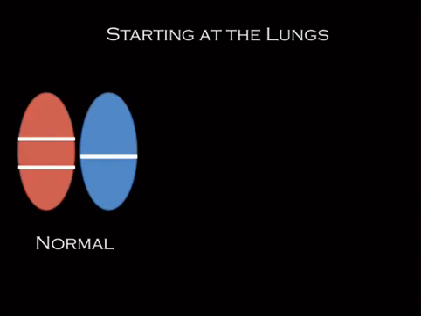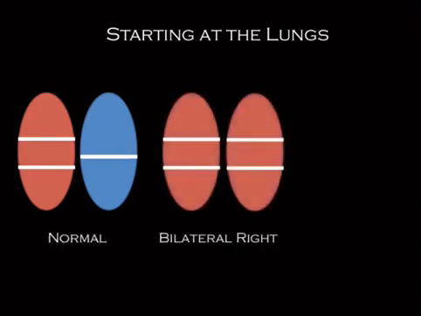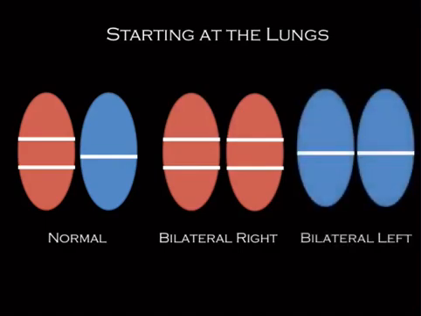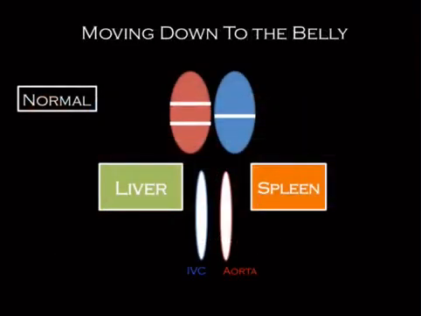So if we're bilateral right-sided, that means we've got a left side that looks like a right side, so you've got two fissures on the left. And if you're bilateral left-sided, that means you've got two left sides, so you have single fissures bilaterally. Now, if we move down into the belly, here's a normal situation, schematically done. Liver on one side, spleen on the other. Two fissures, one fissure, IVC close to the liver, and aorta close to the spleen.